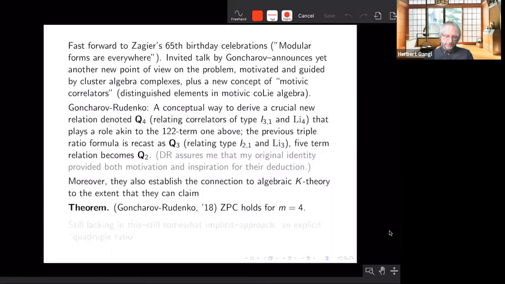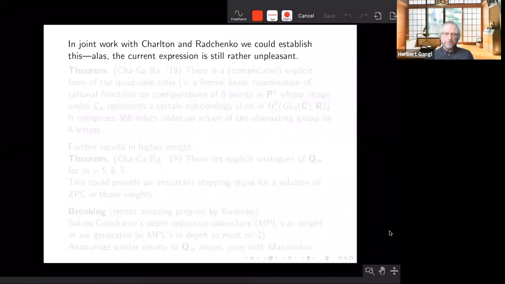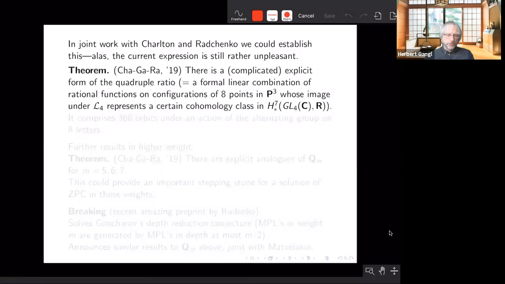And what they did not yet do was to make this explicit. And their approach, they might be hard-pressed to make that explicit. And we were able to do that with Charlton and Radchenko. And so we can now claim that there is an explicit form of that quadruple ratio. Let's skip that. Just to show how complicated it is, it eventually consists of 368 orbits under the action of the alternating group on 8 letters. So it's nothing you want to do by hand.